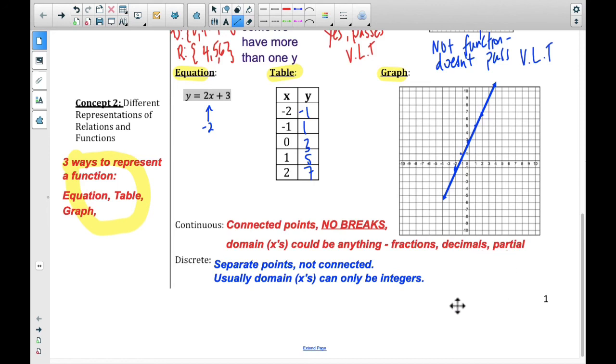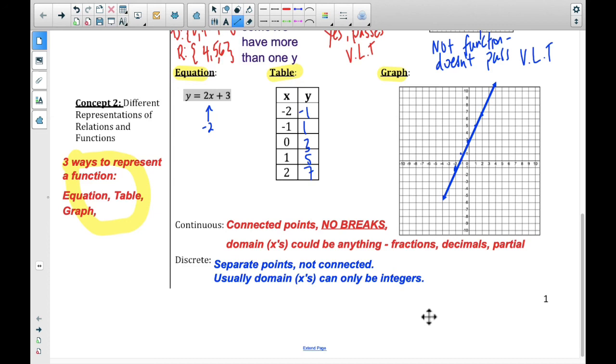Discrete is when you have separate points that are not connected. And that would be the case where, if I took the line off and I only had the points, the domain can only be integers. It's usually integers. There could be other qualifications, but usually it's integers.